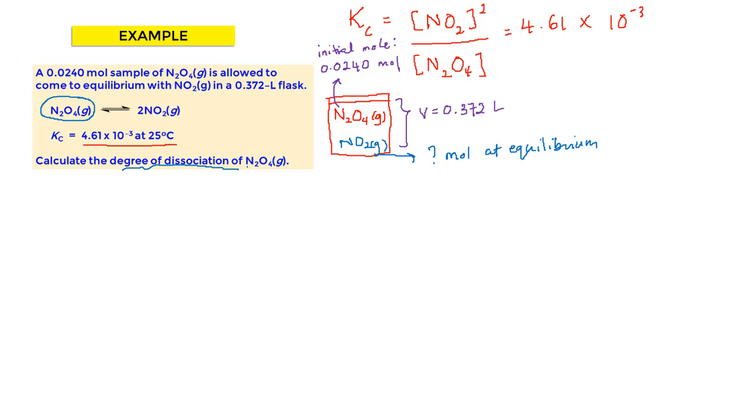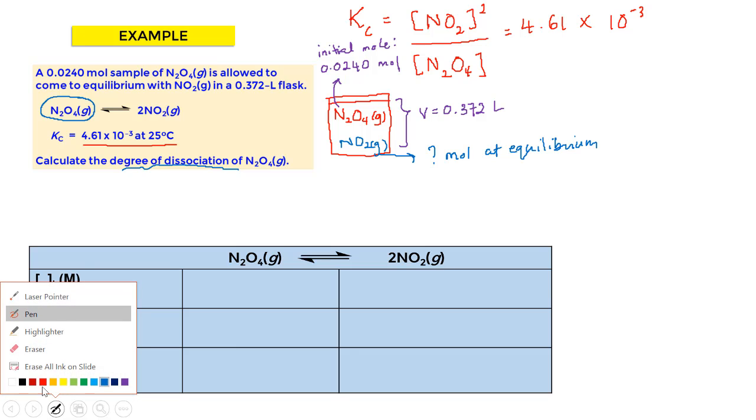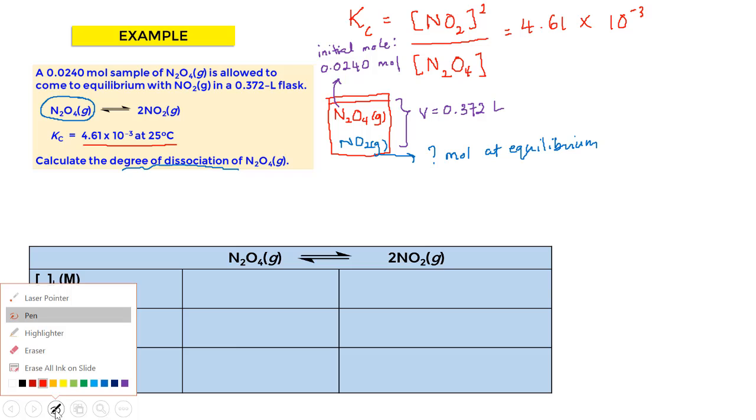Okay, so to solve this problem, actually, we will construct a reaction table, okay, based on concentration. Sebab nanti kita akan gunakan concentration at equilibrium tu juga untuk relate dengan Kc. So, this is the reaction table. So, you can see the reaction table is based on the concentration, initial concentration, change in concentration and concentration at equilibrium.